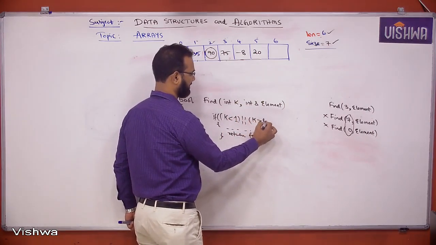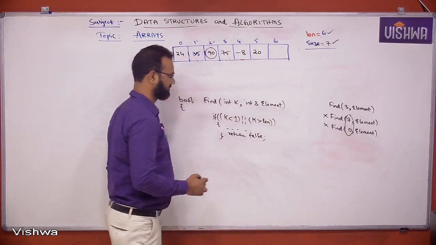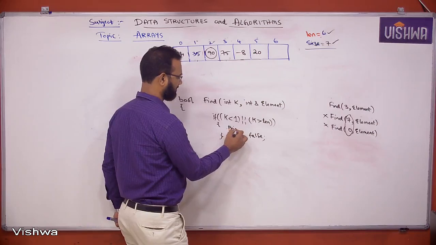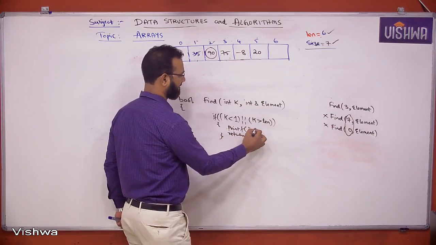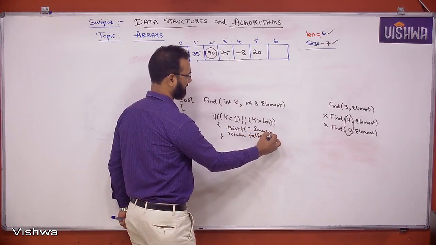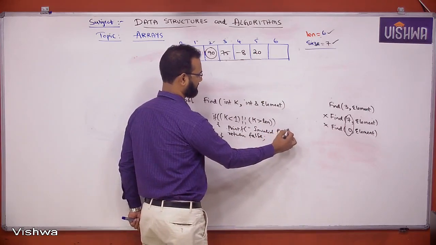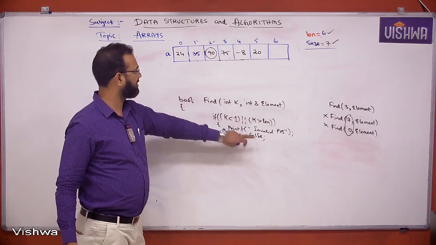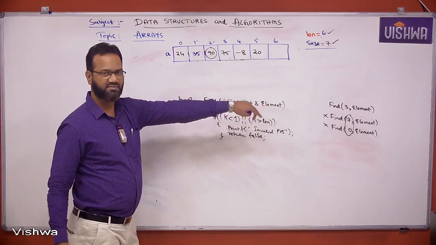K greater than length. Then you give a message to the user, invalid position, and return false. I'm returning false over here because the position passed by the user is invalid.